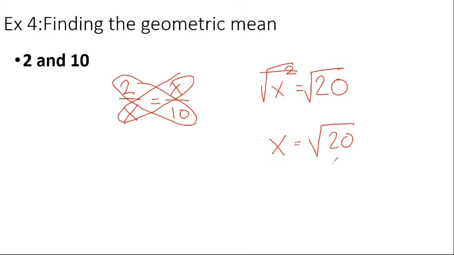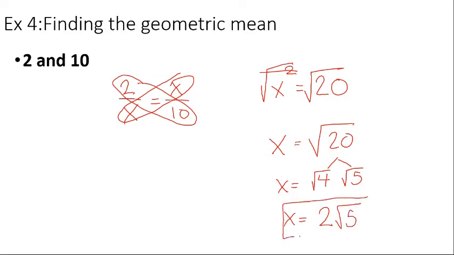Now I can reduce square root of 20 as 4 times 5. So square root of 4 times the square root of 5. So x equals here. Square root of 4 is 2. Square root of 5 we cannot reduce, so we leave it as square root of 5. So this is my answer, and that's my geometric mean.